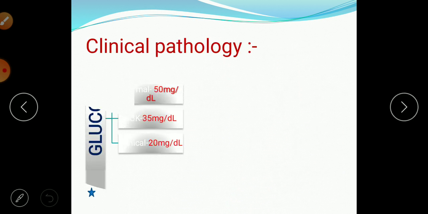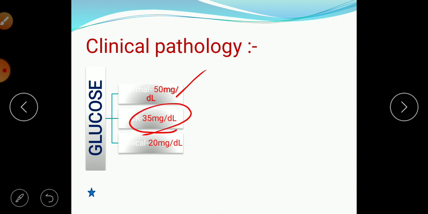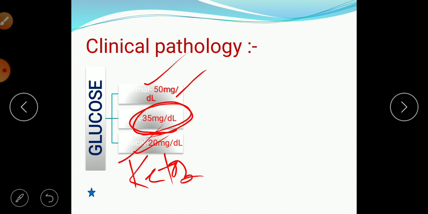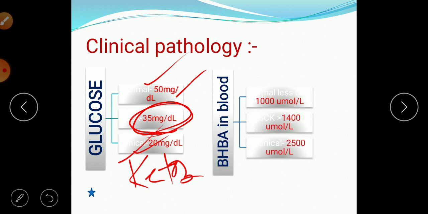So clinical pathology, what are the clinical manifestations? Your blood glucose parameters: normal is 50 mg per deciliter. In subclinical ketosis, as you told, it is a hypoglycemic condition, that is 35 mg per deciliter, and in clinical cases it is 20 mg, like in plain ketosis. In subclinical it is in between the normal and the clinical one. As you know, beta hydroxybutyrate in blood, in normal cases, is 1000 micromole per liter. In subclinical ketosis it is 1400, and in clinical cases it is more than 12500 micromole per liter.